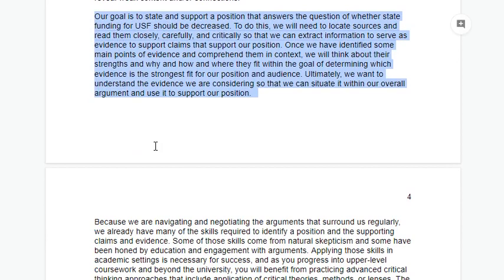To do this, we will need to locate sources and read them closely, carefully, and critically so that we can extract information to serve as evidence to support claims that support our position. Once we have identified some main points of evidence and comprehend them in context, we will think about their strengths and why and how and where they fit within the goal of determining which evidence is the strongest fit for our position and audience. Ultimately, we want to understand the evidence we are considering so that we can situate it within our overall argument and use it to support our position.